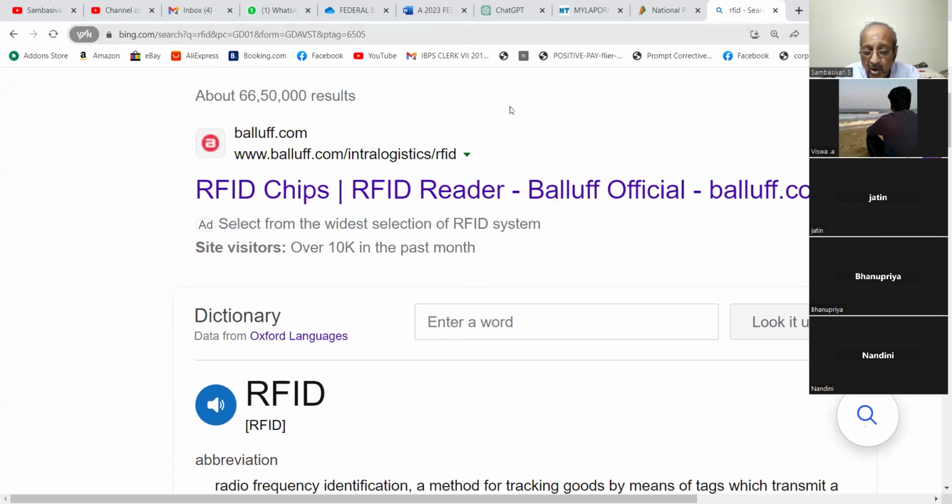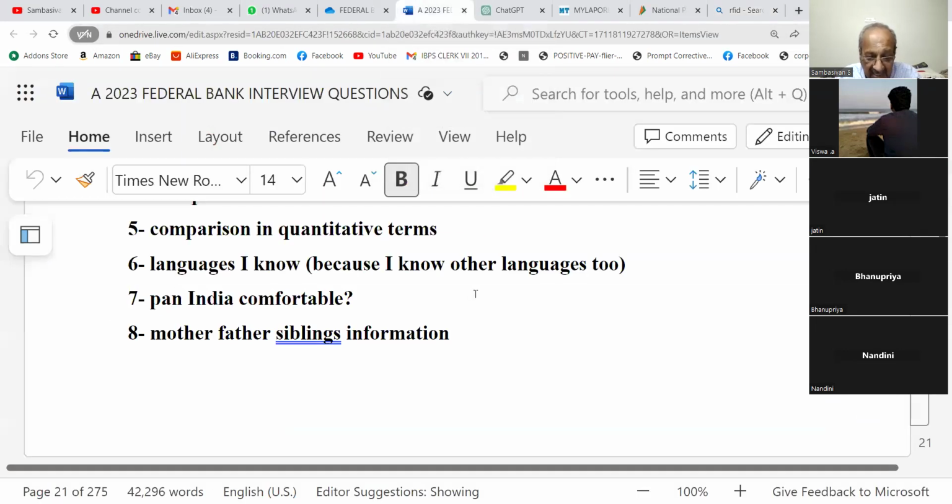Very good. So I want you people to go through this NPCI in detail. I'm not going through that now. I'm leaving it as it is.